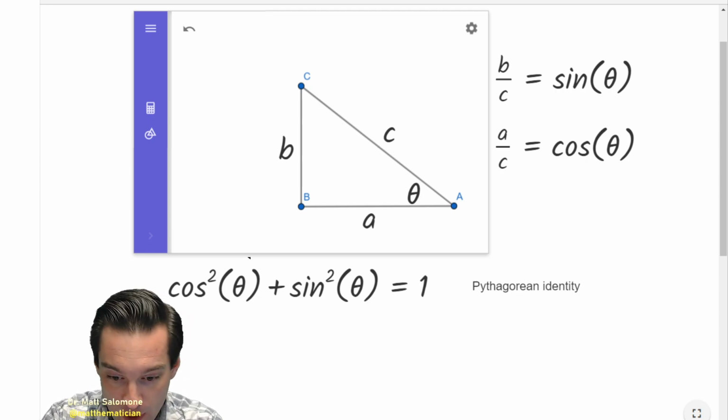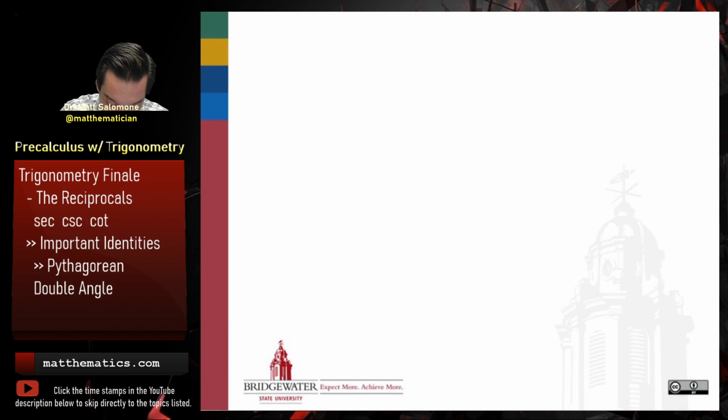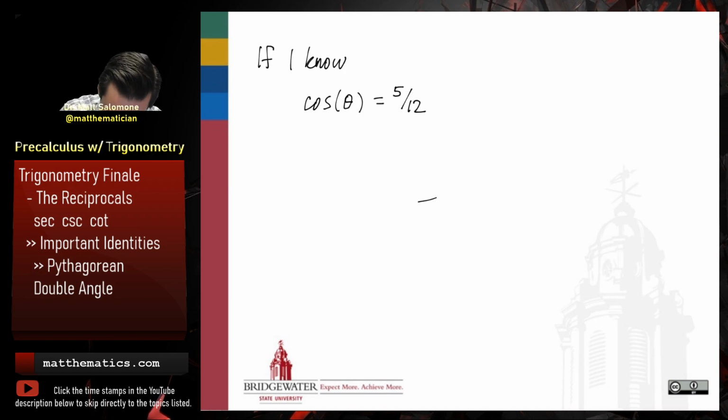Let me go back to my whiteboard here for a moment. So suppose that I happen to know, this is a classic Pythagorean identity type of problem, suppose that I know that the cosine of some angle, let's call it theta, is equal to 5 over 12. And so the question I would ask is, what is, not theta, but what is the sine of theta?